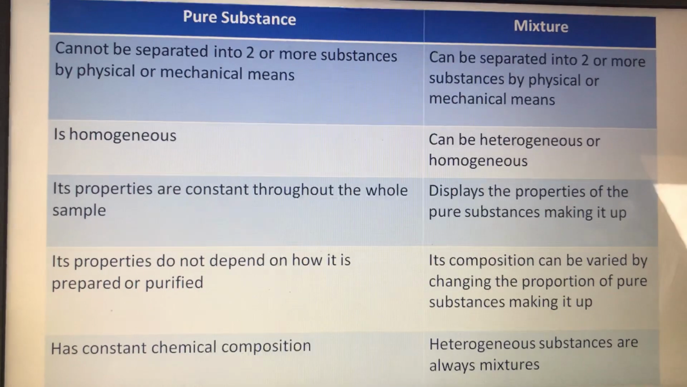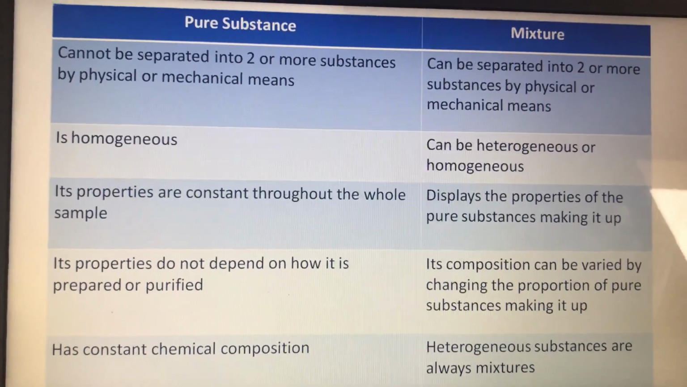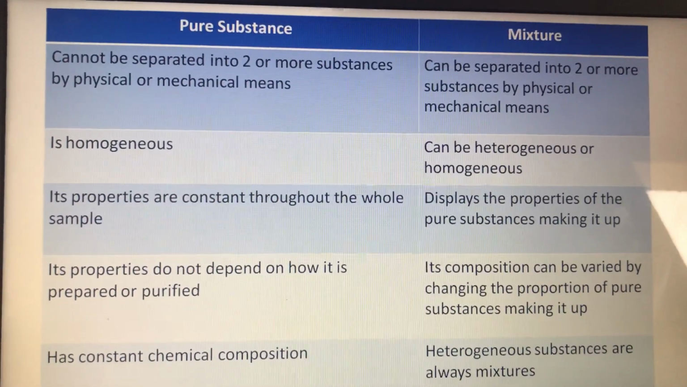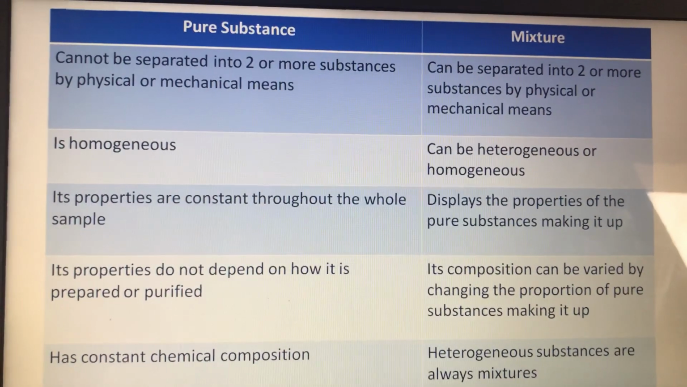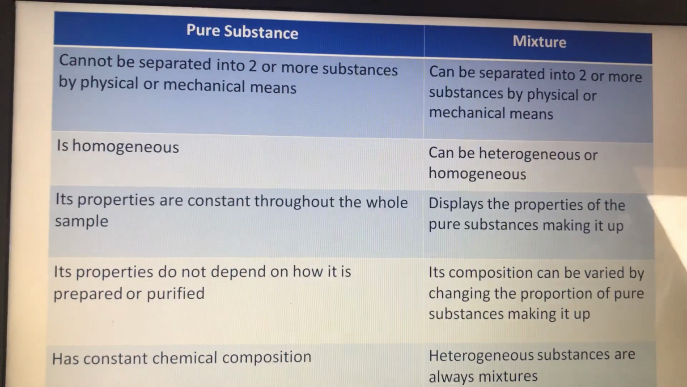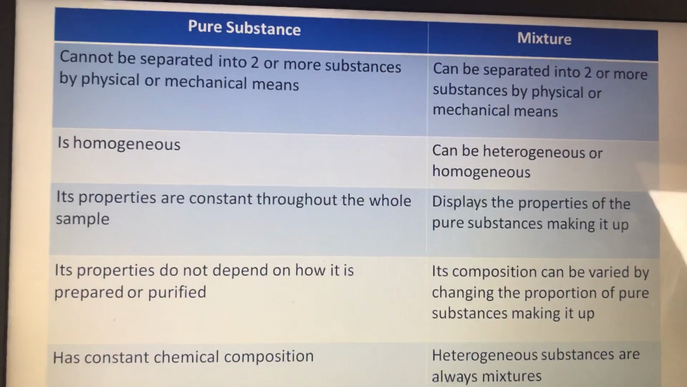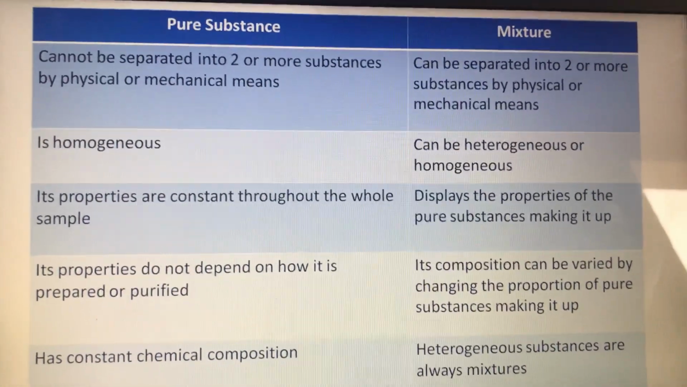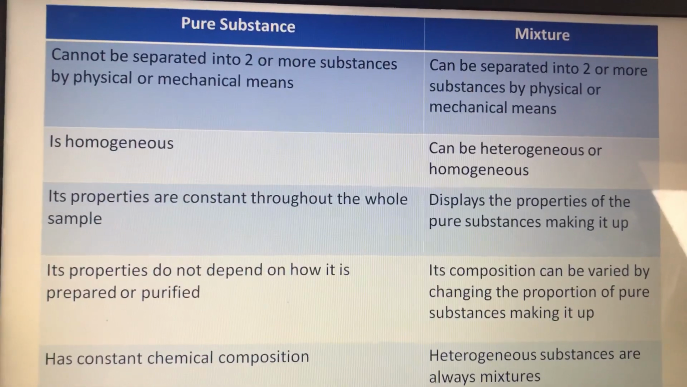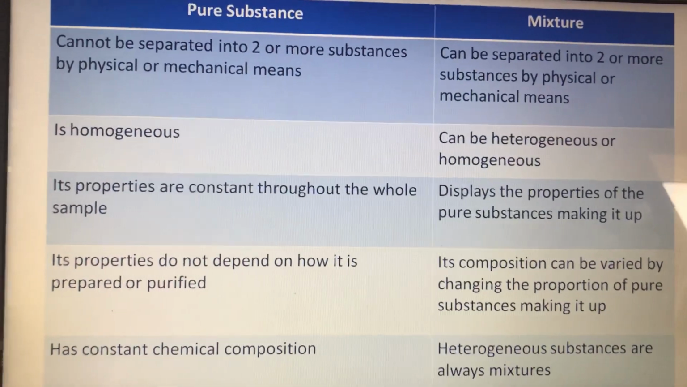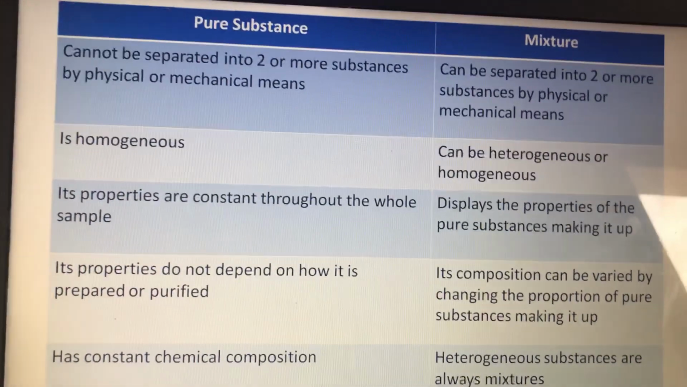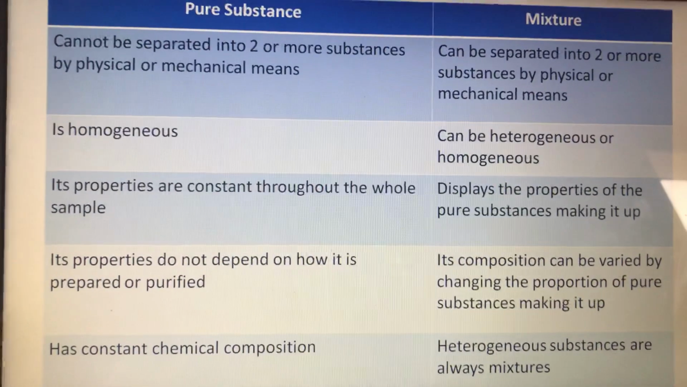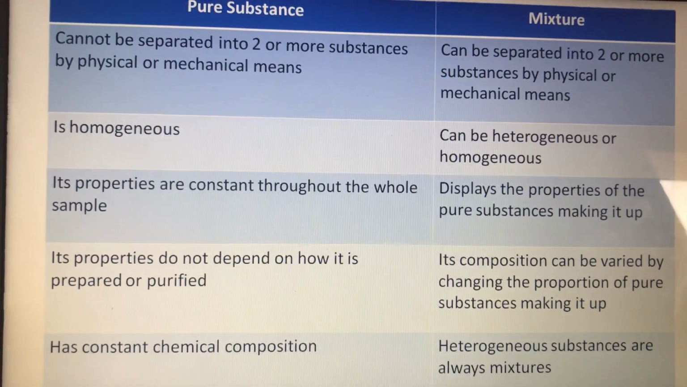So this is a table of differences between pure substance and mixture. You can see that for a pure substance, it cannot be separated into two or more substances by physical or mechanical means, since it's made up of one element or one compound, while a mixture can be separated into two or more substances because it is made up of two or more substances. Pure substances are always homogeneous. I always see one phase, while a mixture can be heterogeneous or homogeneous.